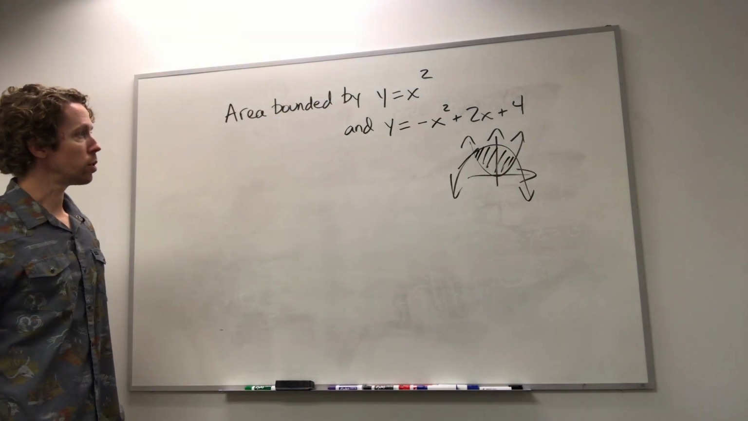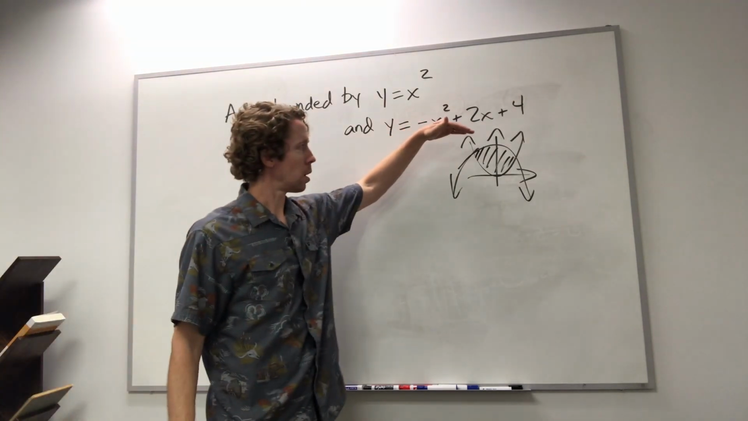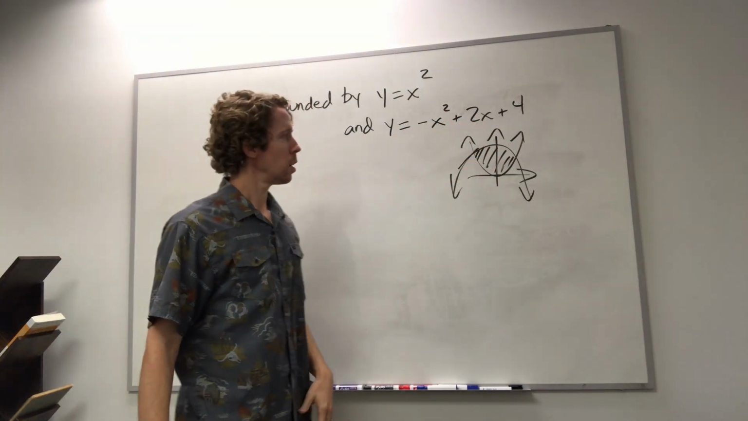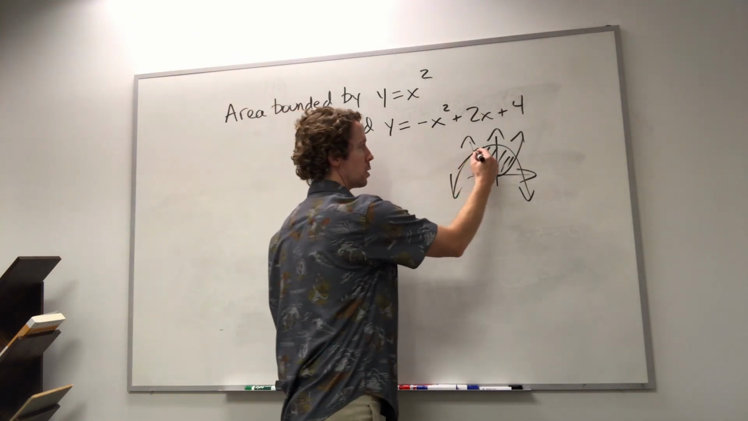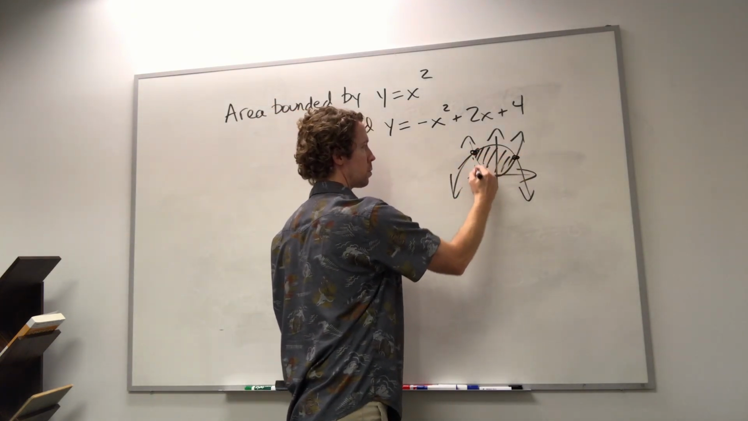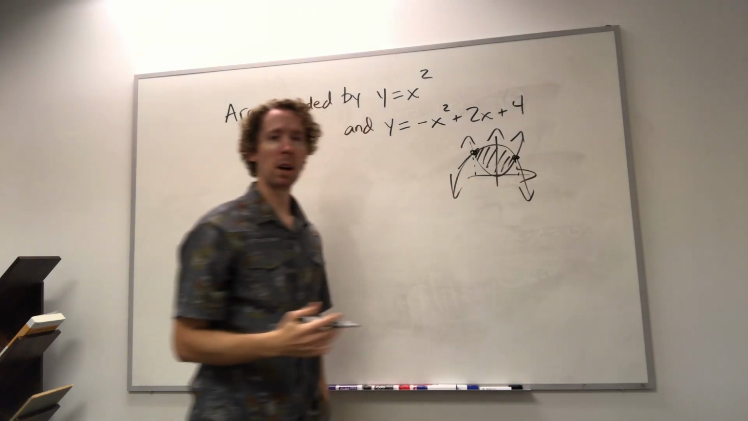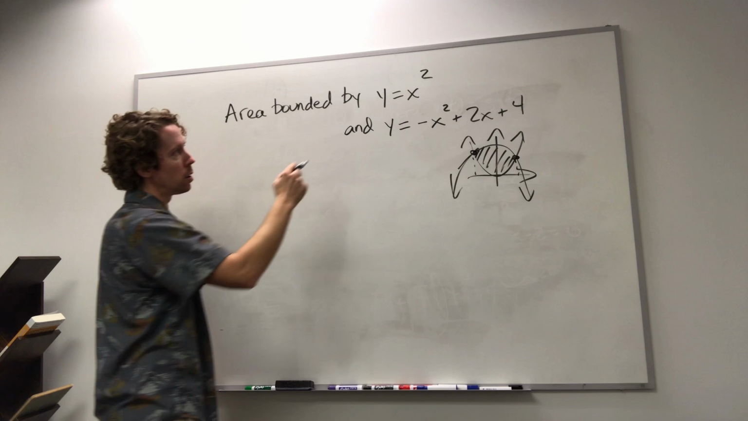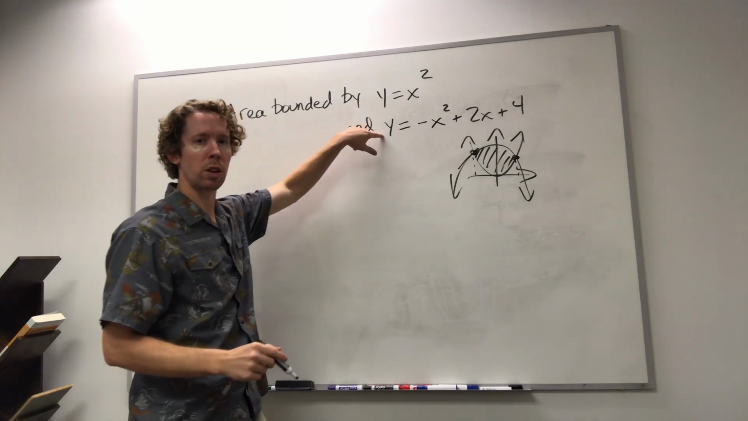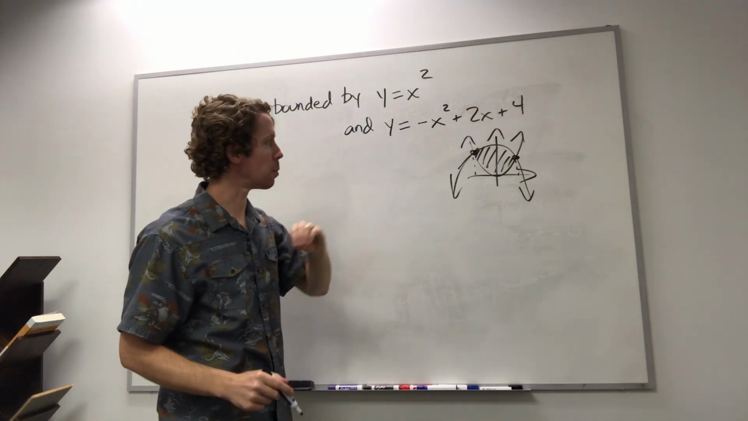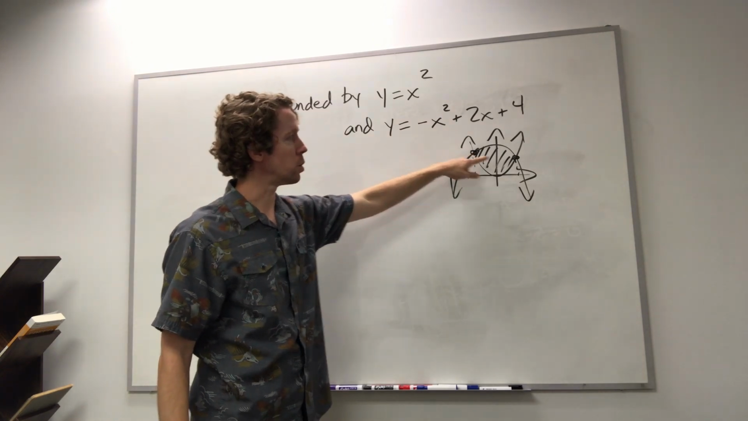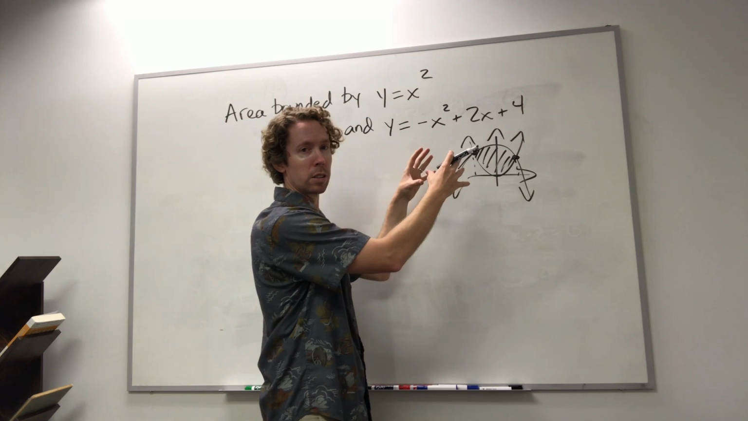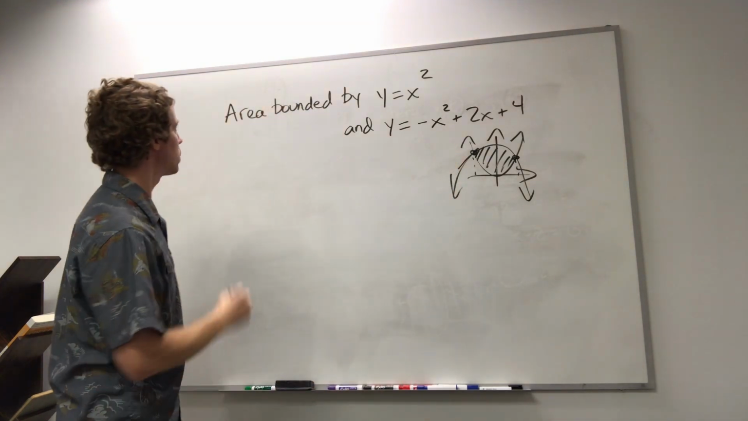So to do that, I'm going to integrate the top function minus the bottom function, and I need to find these intersection points so I know what my bounds should be on that integral. To find the intersection points, I set the two curves equal to each other. I force them to both be true at the same time, then solve for x. I should get two solutions if there actually is an area bounded by these two functions.